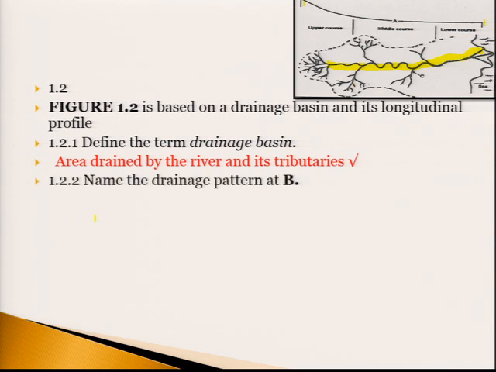Question 1.2.2, name the drainage pattern B. When you go to drainage pattern B, we find that we've got our dendritic pattern. It's a 1 mark.